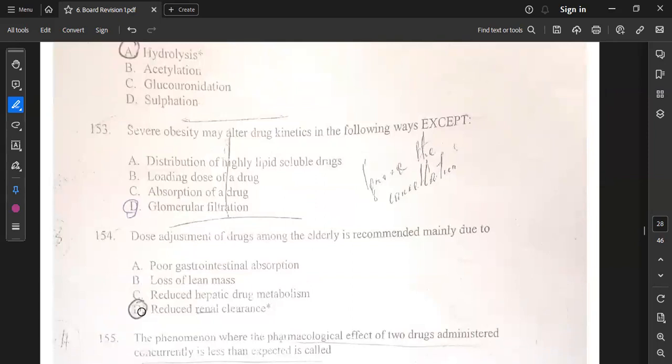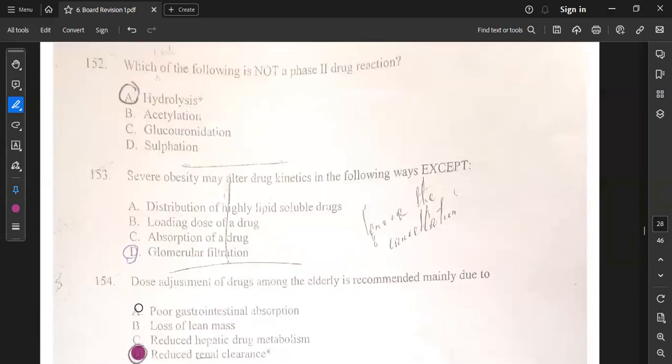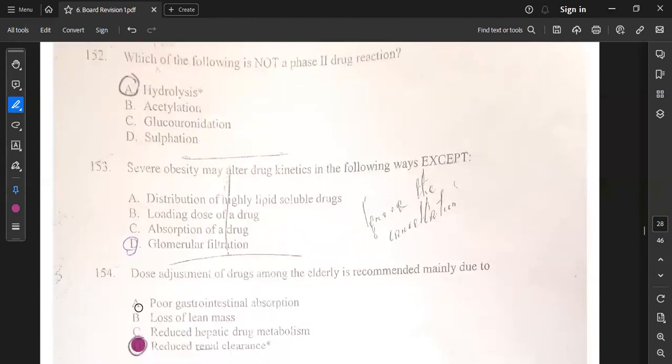Dose adjustment of drugs among the elderly is recommended mainly due to poor gastrointestinal absorption, loss of lean mass, reduced hepatic drug metabolism, and reduced renal clearance. Yeah, that makes more sense. In kids or pediatrics, it is going to be maybe developmental issues, maturity.